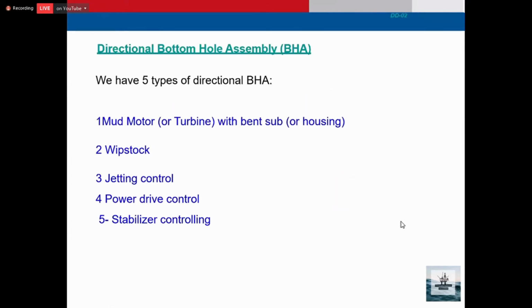The deflection tools are classified as a bottom hole assembly. It's a bottom hole assembly that any directional drilling should have, with many options according to the applications, the cost, and the budget available. The first type of deflection tools is the mud motor or turbines with bent sub or housing, then whipstock, jetting control or jet bit, power drive, or stabilizer controlling. We will start to discuss each element in detail.